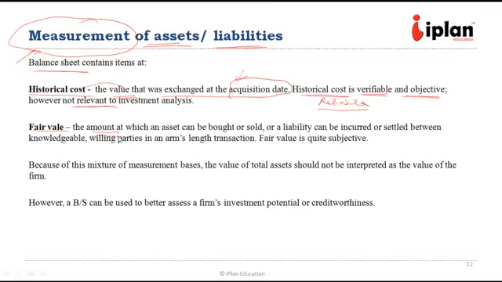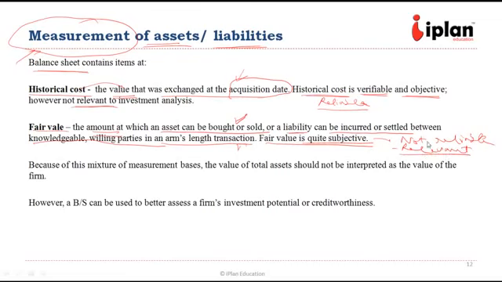Whereas if we look at the fair value, this is the amount at which asset can be bought or sold today, or a liability that can be incurred or settled between knowledgeable willing parties in arm's length transaction. So this is very close to the current market value, but it is subjective. Since the transaction is not happening in reality, the value is going to be subjective. So it is not going to be reliable, but the value is going to be relevant since it is very close to actual market value.